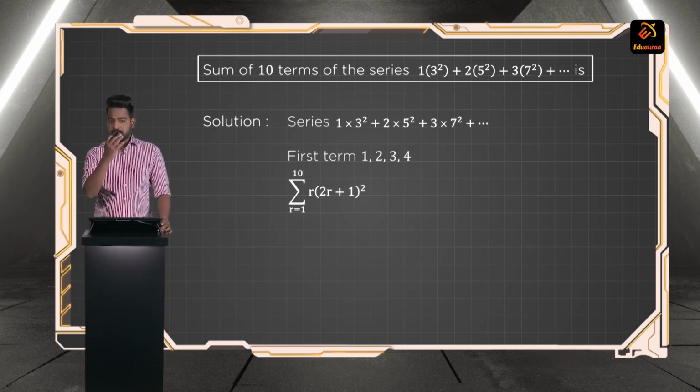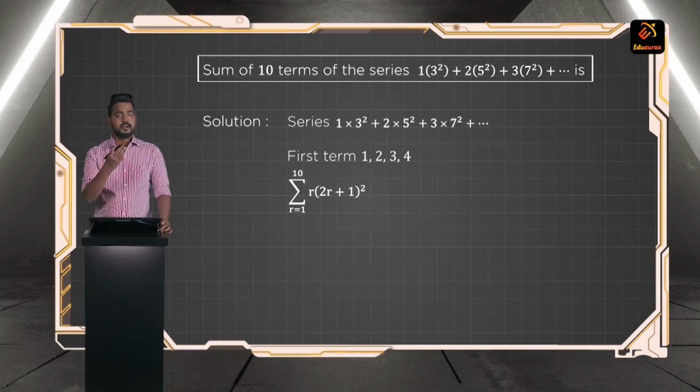If there was a difference of 3, I would have written 3R. If there is a difference of 4, I would have written 4R. But now the difference is 2, so I have written 2R. Now if I substitute R equal to 1, it will be 2 into 1, which is 2. But I wanted the term as 3. So it will be 2R plus 1. Now I put R equal to 1, it will be 2 plus 1, 3. If I put R equal to 2, it will be 4 plus 1, 5.